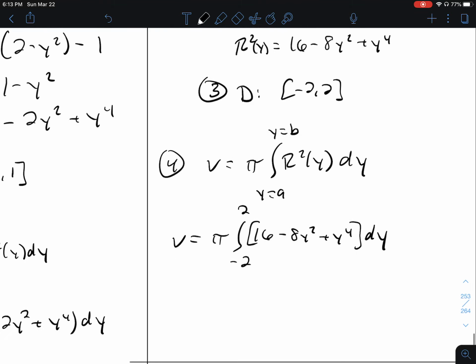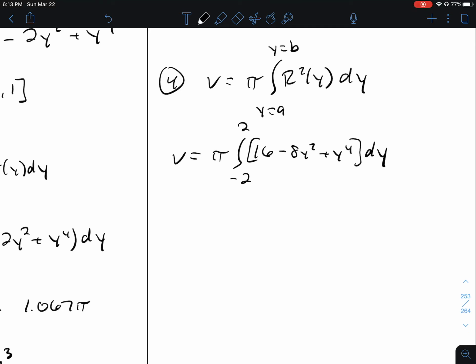Put this in your calculator, and you will get 34.133 pi. Once again, I don't put the pi in my calculator. I just do this part and then multiply it by pi. And this is cubic units because we are finding a volume.